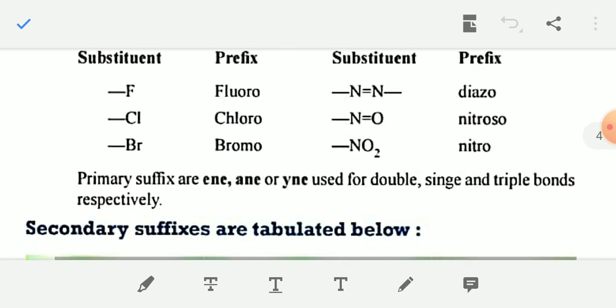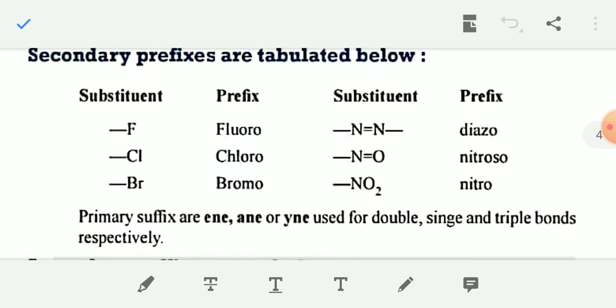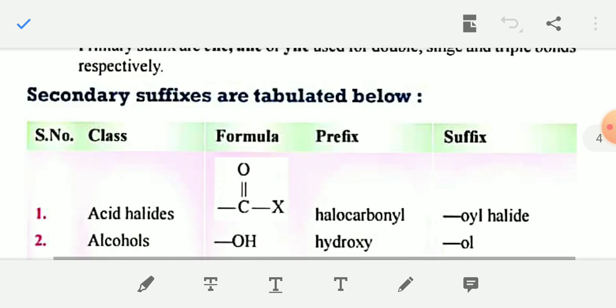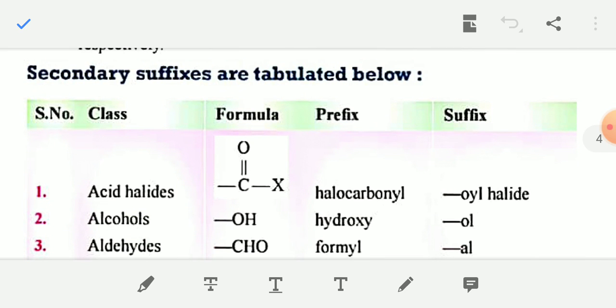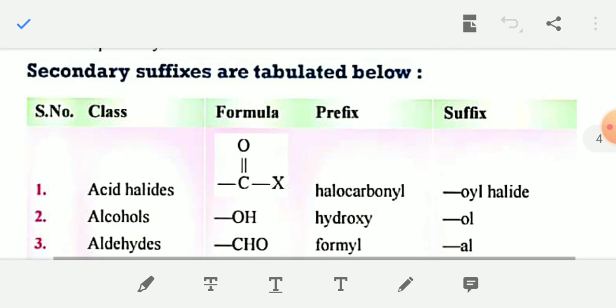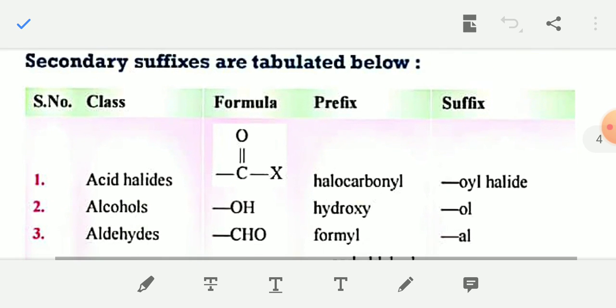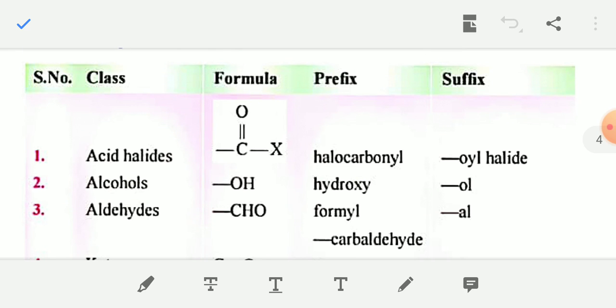And primary suffixes are ene, ane, and yne, used for double bond, single bond, and triple bond respectively. These are primary suffixes. And these are the secondary suffixes, for the main functional group. For different main, secondary functional groups, different secondary suffixes are used.